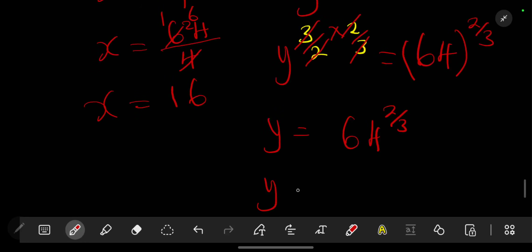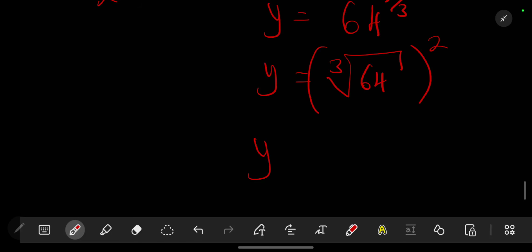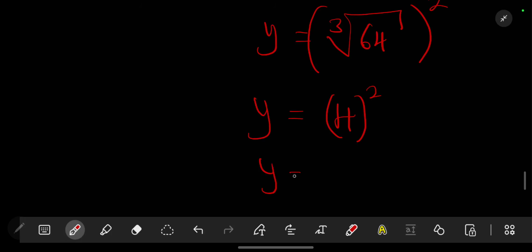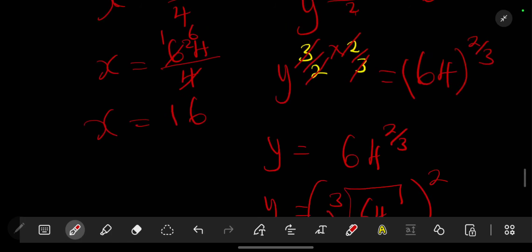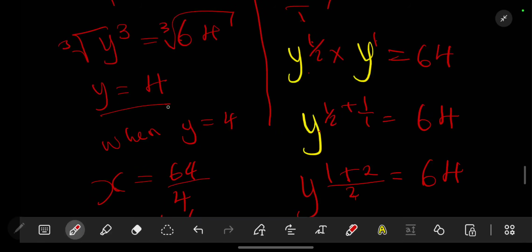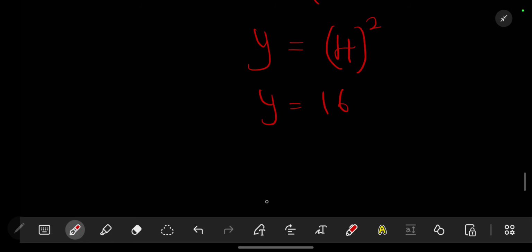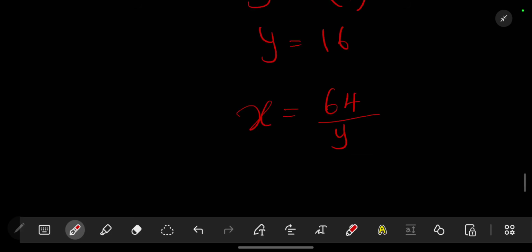So find the cube root. So you have the cube root of 64 to the power of 2, like that. So the cube root of 64 is, what do we have as our cube root of 64? Remember, it is 4 to the power of 2, like that. So our y should be equal to 16. So the values have interchanged. At first, y was the one that was equal to 4. Then here, y is the one that is equal to 16. Now remembering that our x is equal to 64 over y, we can replace: x is equal to 64 over, what is our y?